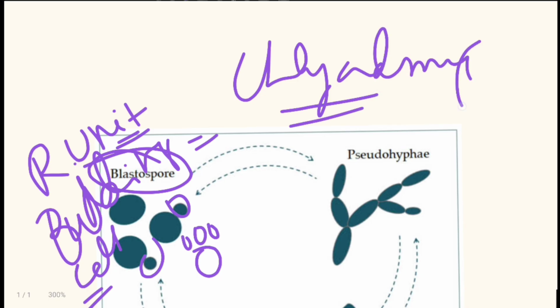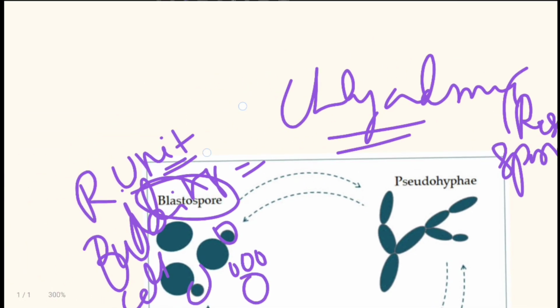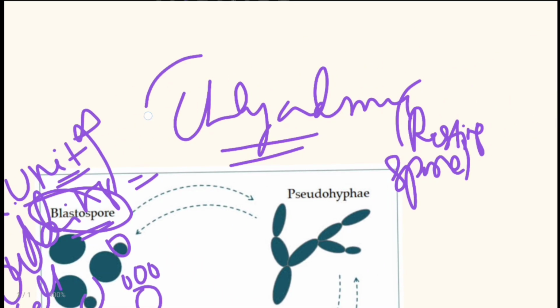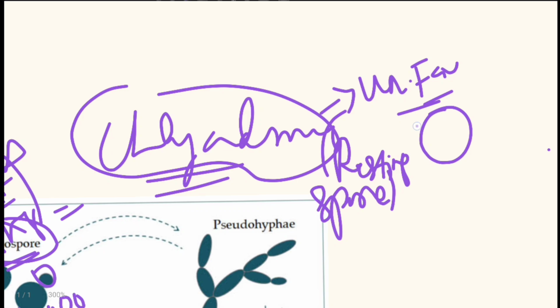Chlamydospores are resting units. They are also called resting spores. The reason is, blastospores are found in favorable conditions. Reproduction happens in a favorable condition, whereas these chlamydospores are produced in unfavorable conditions. Whenever an unfavorable condition exists for a fungus, it tends to produce chlamydospores. They are very large in size, they have a very thick wall, and they are resting spores. They are big and round.